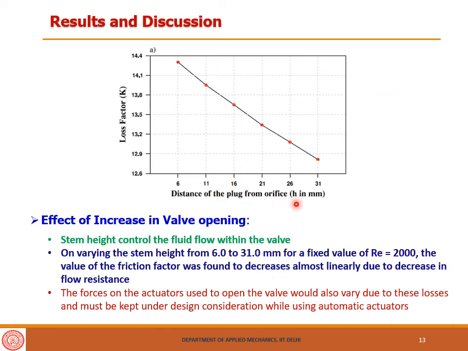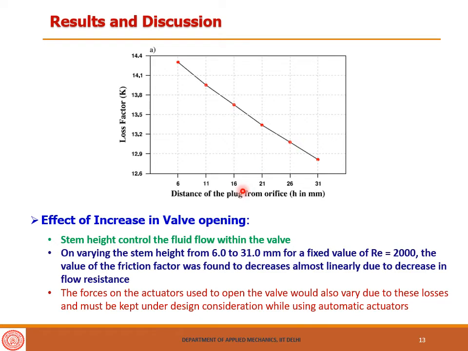The following figure shows the variation in loss factor with respect to the distance of the plug or the stem height. So stem height controls the flow of fluid in the valve, and we can see that on increasing the stem height at a fixed Reynolds number, the value of the loss factor decreases almost linearly. So this occurs due to the reduction in the flow resistance of the flow path.